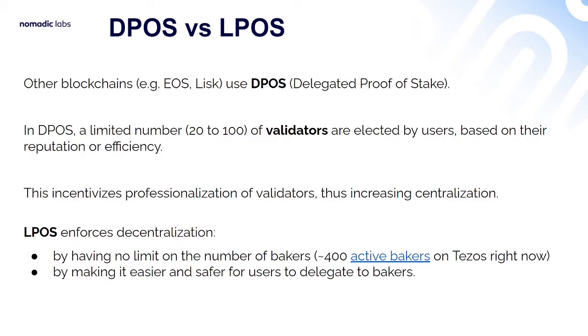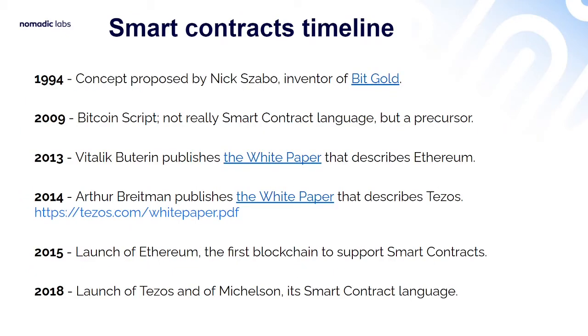It does that in two ways. First, it has no limit on the number of bakers, and right now we have approximately 400 bakers on Tezos. And it also enforces decentralization by making it easier and safer for users to delegate to bakers. Let's talk about smart contracts.